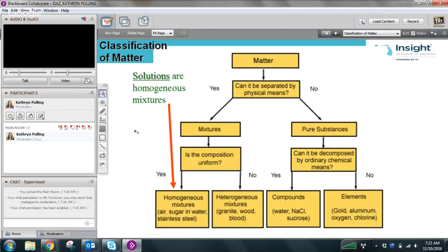Right? Solutions that you're familiar with are going to be things like salt water. You can't see the salt, but if you drink it, you can taste it. Same thing with sugar water, right? Those are solutions. Other solutions include things like maple syrup. You really can't tell the parts of the maple syrup apart from each other, okay? So just know that solutions are a type of homogeneous mixture.